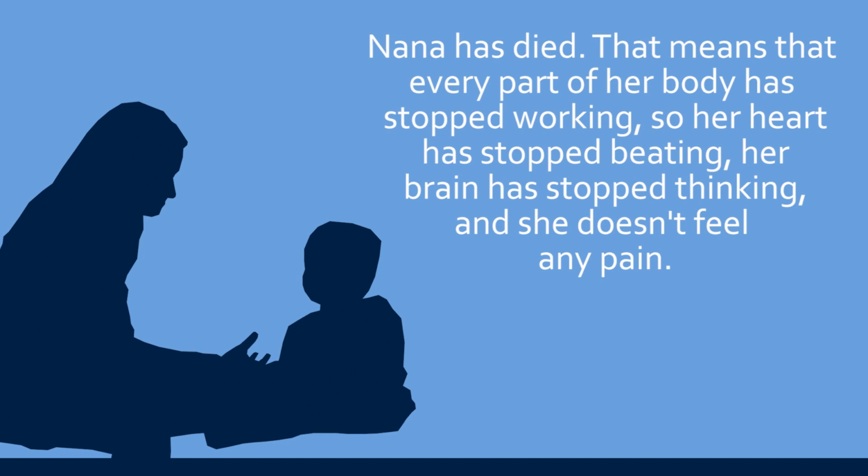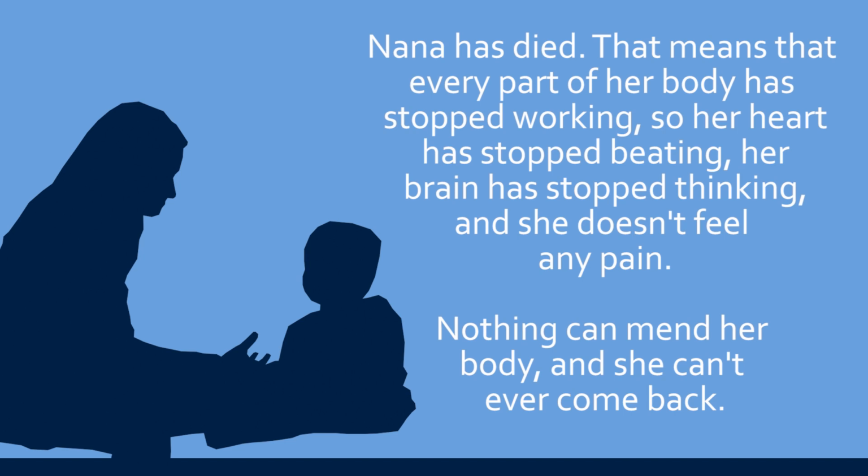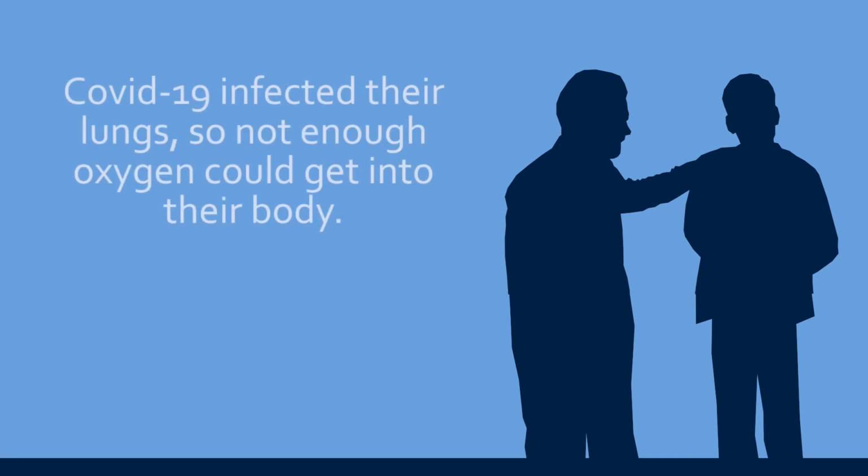For younger children, you may need to repeat that the person has died and explain that this means they cannot come back. Nana has died. That means that every part of her body has stopped working. So her heart has stopped beating, her brain has stopped thinking, and she doesn't feel any pain. Nothing can mend her body, and she can't ever come back. For older children, you can give more details about what caused their relative to get ill and then die, e.g., COVID-19 infected their lungs, and so not enough oxygen could get into their body.